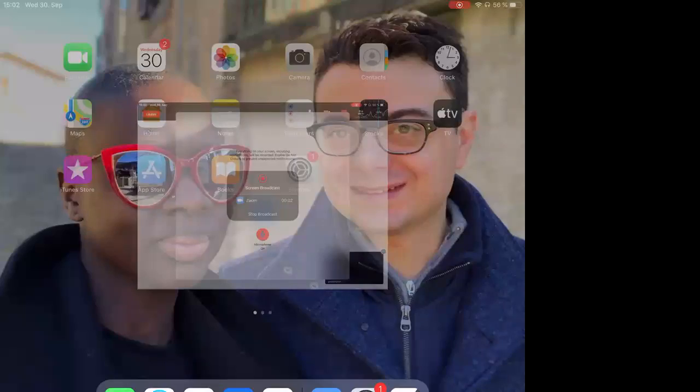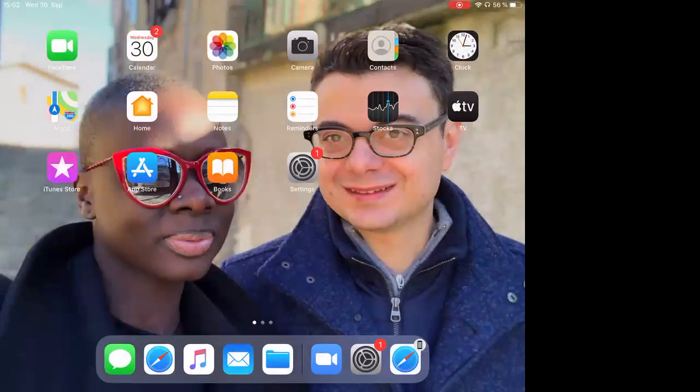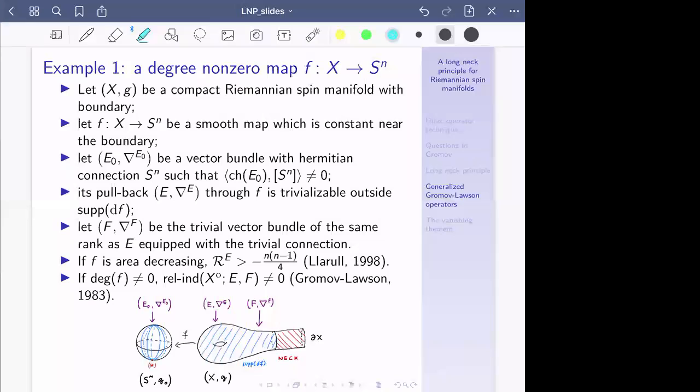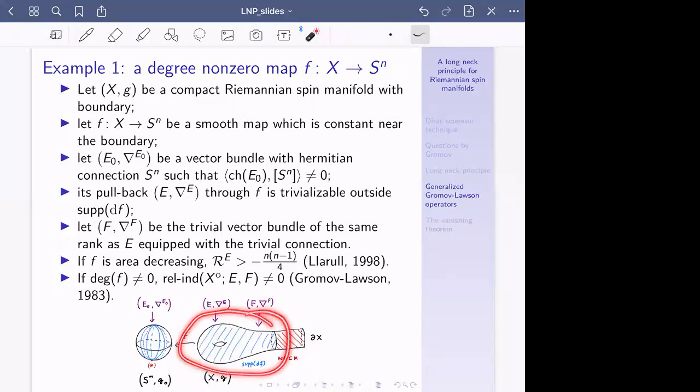Okay. So to conclude, let me give you one example of this construction. This is the case where I have a manifold with boundary and I have a degree one map, or degree non-zero map F, into the sphere, and again the blue region is the support and the red region is the neck. The neck, remember, is sent to the base point of the sphere.